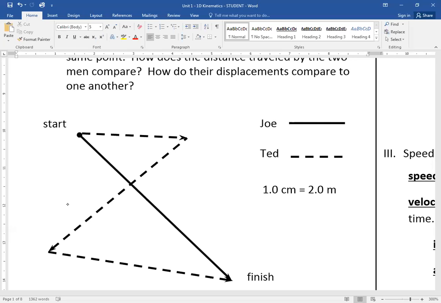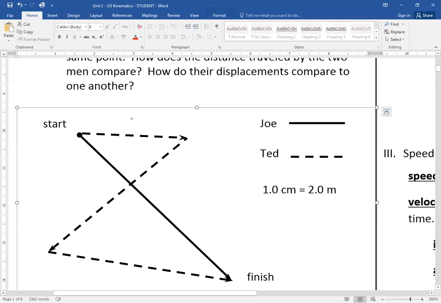Can two objects start and end in the same place and have different displacements? They can't. By definition, that's what displacement means. It's a straight line measurement from start to finish, right? Can two objects have the same displacement but not start and end in the same place? Yes, they can.